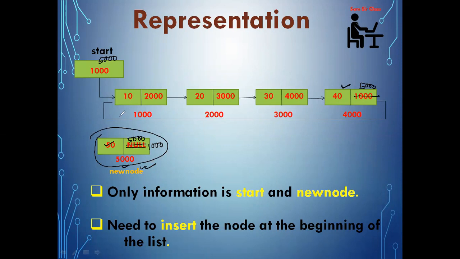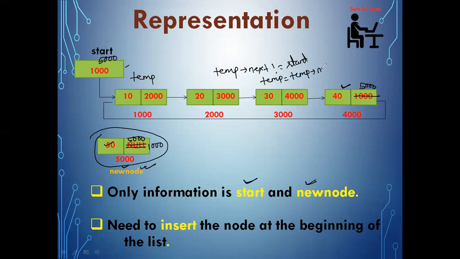Now what to do here? Because the only information we have is start and the new node, but we need to reach the end. So what we'll do? We'll assign the value of start to temp. Now temp will reach the last node. How? Temp will search for the node in which the next part is my start node. So while temp next is not equal to start, temp will go to the next node.